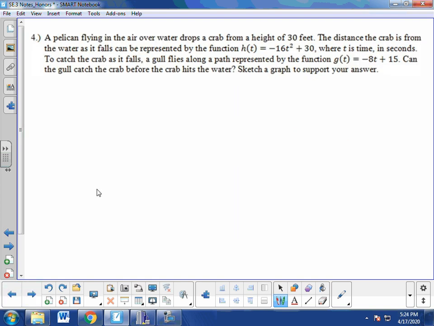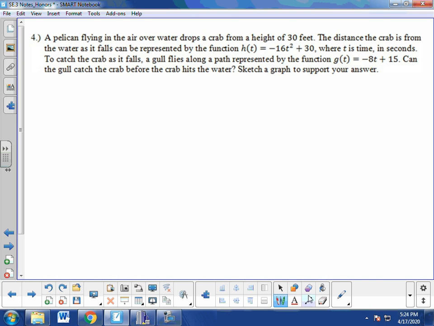Let's take a look at 4. In problem number 4, it says a pelican flying in the air over water drops a crab from a height of 30 feet. The distance the crab is from the water as it falls can be represented by the function h of t, where t is time in seconds. To catch the crab as it falls, a gull flies along a path represented by the function g of t. Can the gull catch the crab before the crab hits the water? Sketch a graph to support your answer.